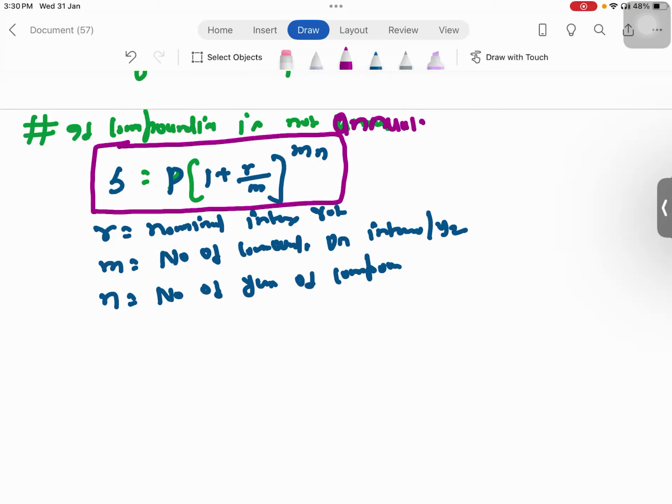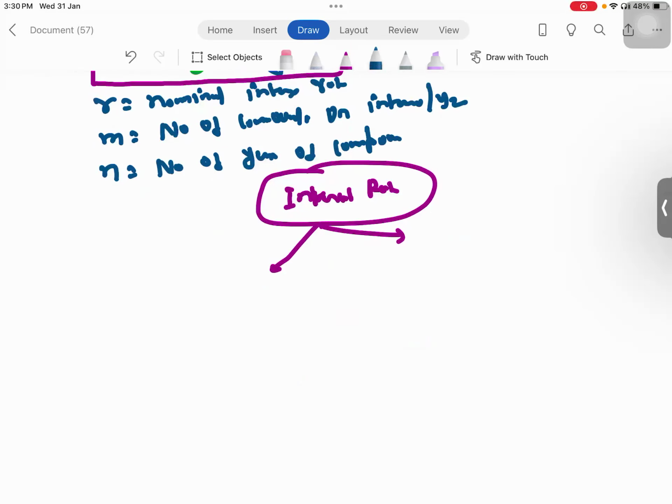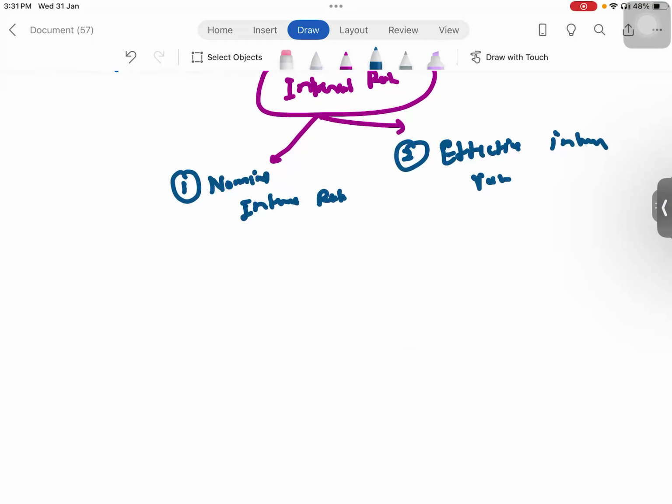I'll be talking about two kinds of interest rate. Two kinds of interest rate arise while talking about compounding. First one is your nominal interest rate, and second one is your effective interest rate. This concept is very important. So first I'll be talking about nominal interest rate.